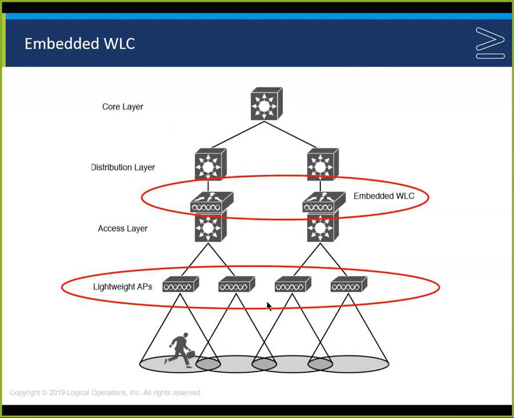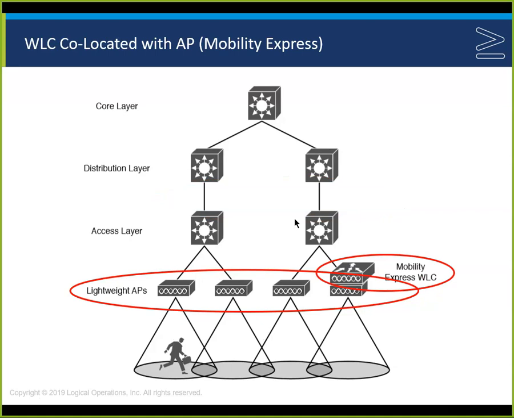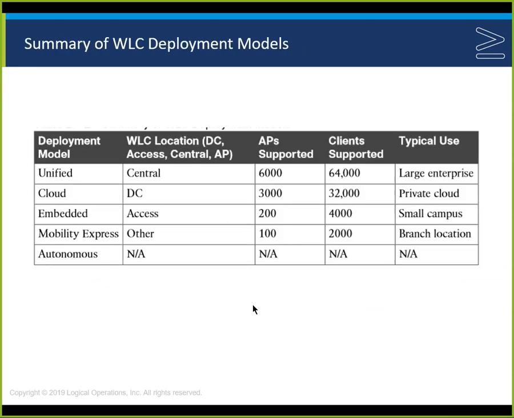The embedded controller is embedded in the switches themselves, and it's going to support up to 200 access points. And then the Mobility Express down here is going to support up to 100 access points. The CAPWAP is formed between the wireless LAN controller and the AP. So in the deployment models, unified, cloud, embedded, Mobility Express, or autonomous, which are we going to do?